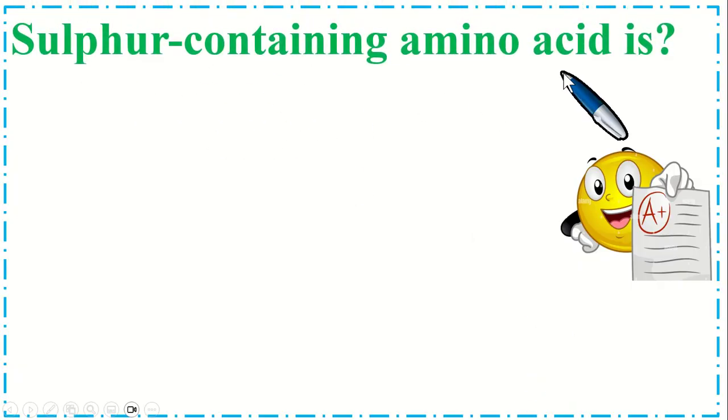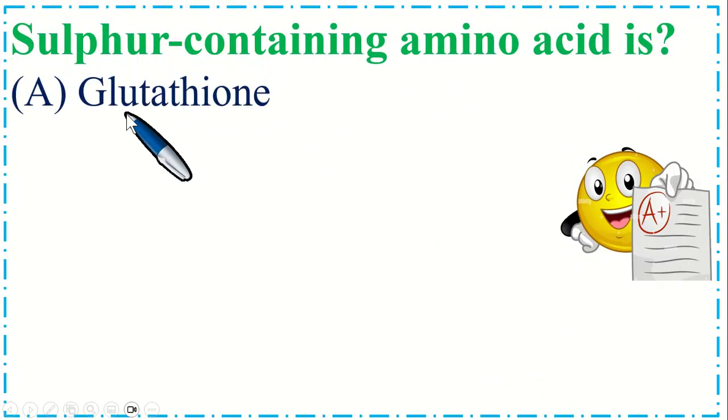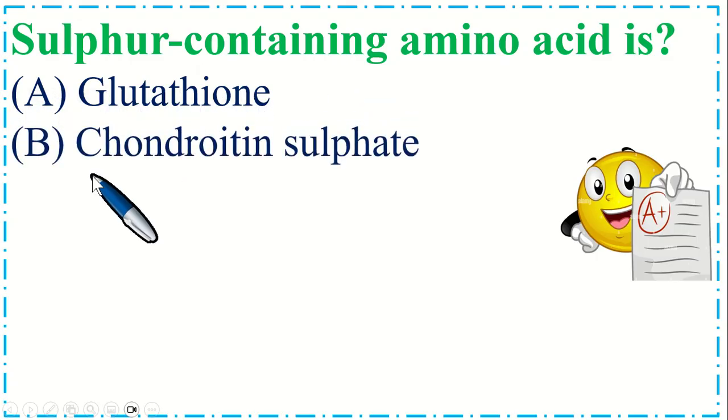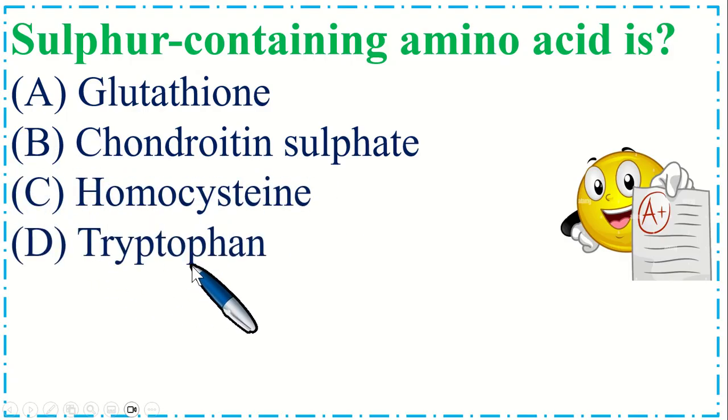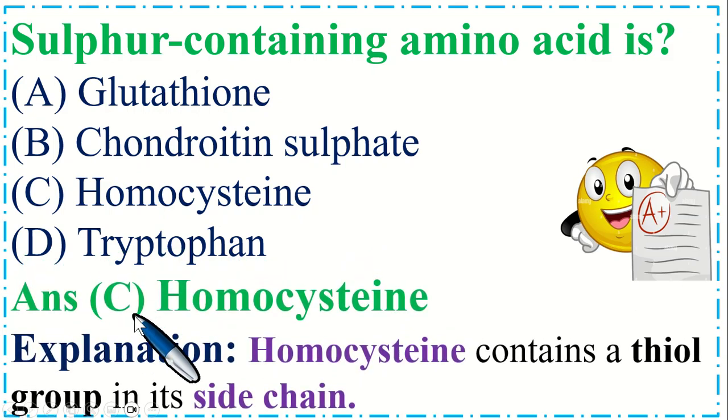Sulfur containing amino acid is option A, glutathione, B, chondroitin sulfate, C, homocysteine, and option D, tryptophan. So the correct option is C, homocysteine. Homocysteine contains a thiol group in its side chain.